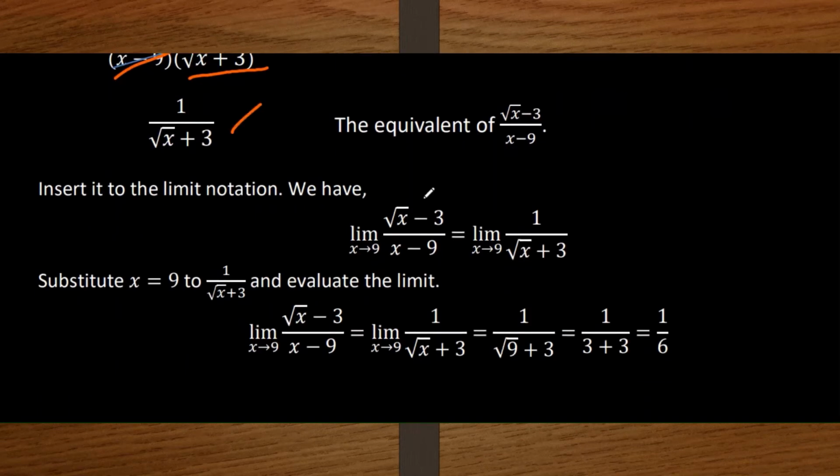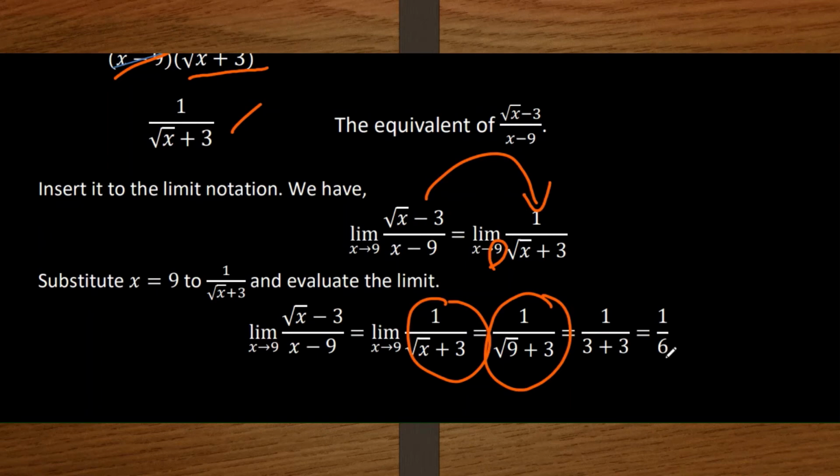You are now ready for the substitution. We let x be equal to 9. So 1 divided by square root of 9 plus 3 is 1 over 3 plus 3, and that is 6. The answer is 1 over 6.